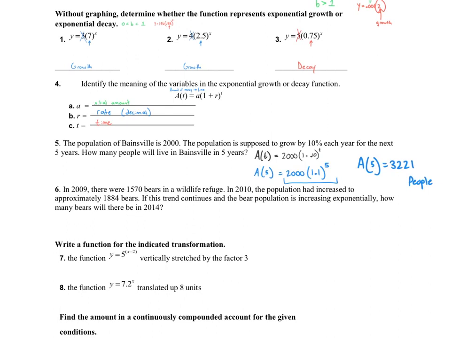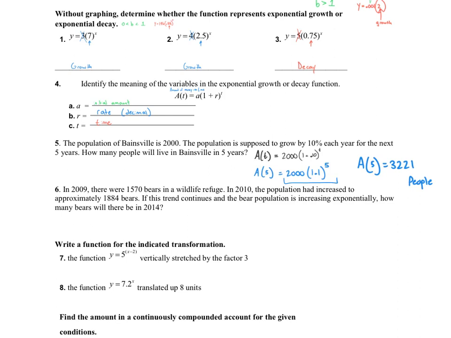So, it says in 2009, there were 1,570 bears in a wildlife refuge. In 2010, the population had increased to approximately 1,884 bears. If this trend continues and the bear population is increasing exponentially, how many bears will there be in 2014? Okay, so here's how we have to do this one.